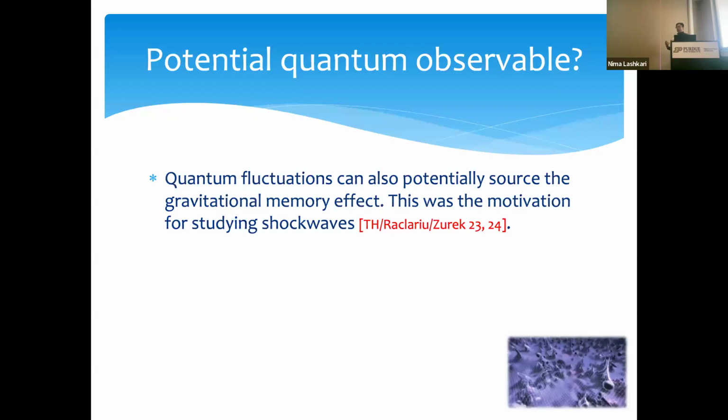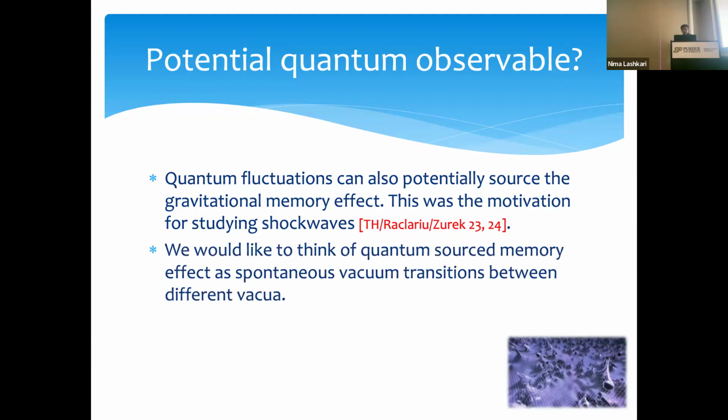Essentially, you can think of these quantum fluctuations as corresponding to shock waves, but these are not shock waves that are sourced by some sort of classical source. There's no stress energy tensor turned on here. This is purely shock waves that correspond to the graviton fluctuations themselves. And it turns out that these shock waves, without turning on any classical stress energy tensor, also source a memory effect. One way that you can think about this quantum sourced memory effect is in terms of spontaneous vacuum transitions between the different vacua. So it is a natural question to ask, what is the size of this quote unquote quantum memory effect?